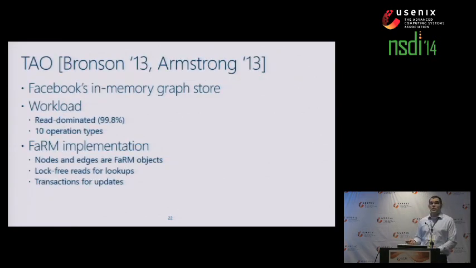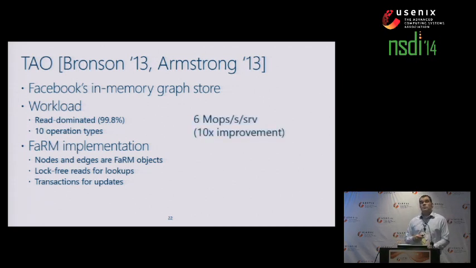We also implemented a graph store, modeled after Facebook's TAO graph store. We implemented a read-dominated workload with 10 operations that are exposed by TAO. These are simple operations used to traverse the Facebook graph. We implement nodes and edges as FaRM objects. Lookups are performed with log-free reads, and updates are performed using transactions. We measure the performance and compare it to what was published by Facebook, and we are seeing a factor of 10 improvement in throughput.